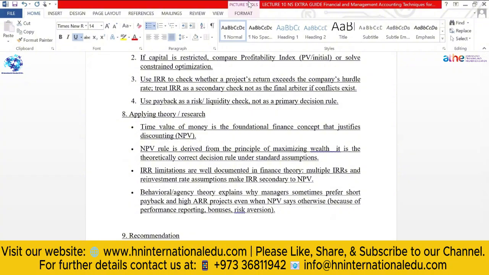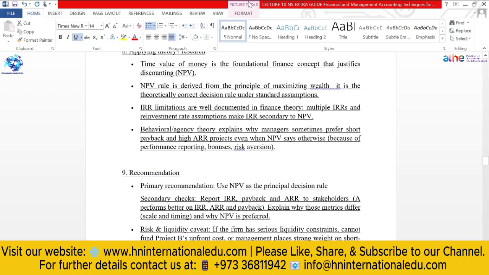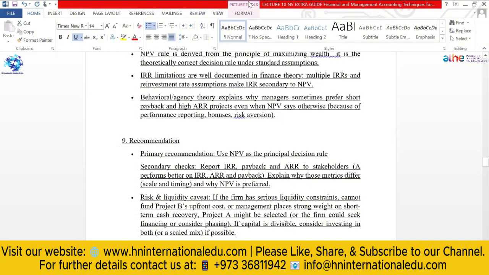Time value of money is the foundational finance concept that justifies discounting NPV. The NPV rule is derived from the principle of maximizing wealth. It is theoretically considered the best decision rule under the standard assumptions. This is actually accepted worldwide. IRR limitations are well documented in finance theory. Multiple IRRs and the reinvestment rate assumption, that was 10%, 12%, 14%, make IRR secondary to NPV. So NPV is always the best one.